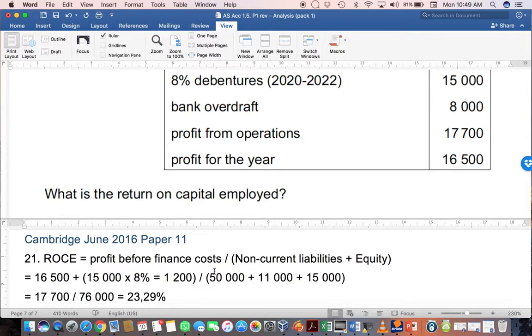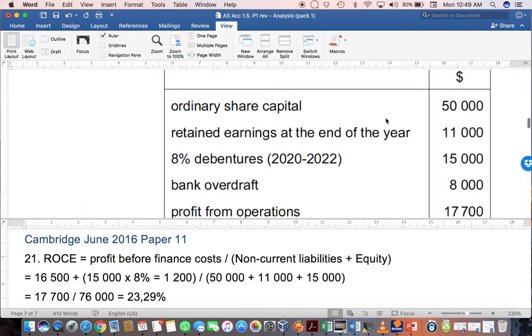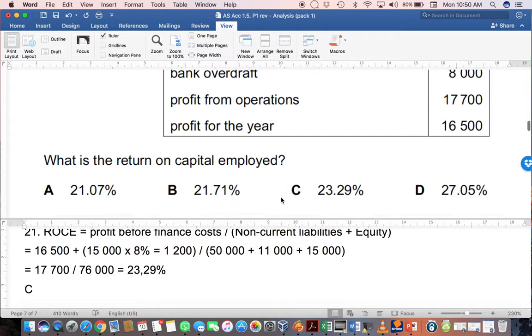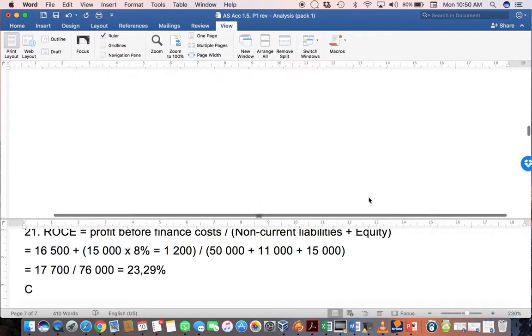You then will divide that by your total non-current liabilities and your equity. In other words, you will use your share capital of 50,000 plus retained earnings of 11,000 plus your non-current liability, which is your debentures, of 15,000. Notice that I'm ignoring bank overdraft completely. It actually doesn't come into this calculation at all. Once I've worked all of that out, I will find that I have an answer of 23.29%. And if you look at the options available, that will tell you that C is the answer you want to choose.